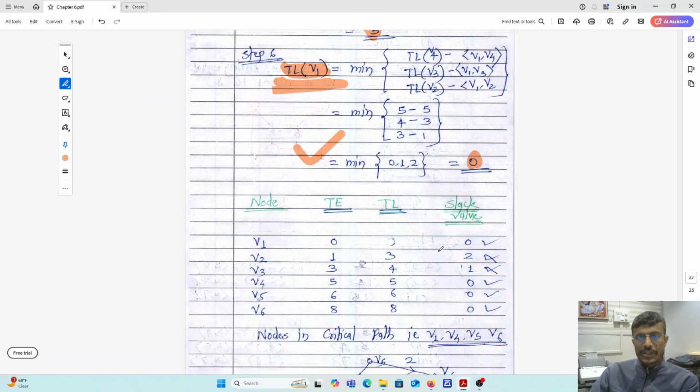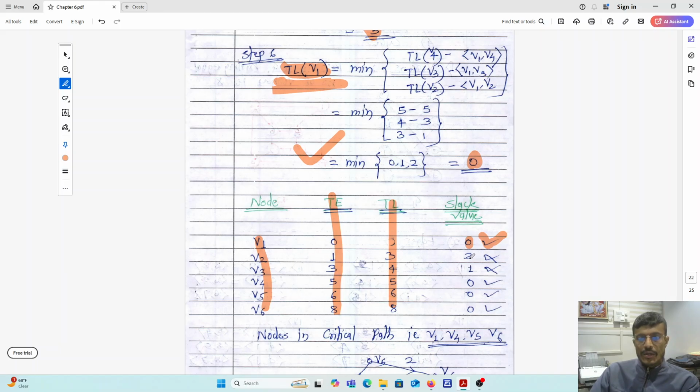Now we have constructed the table. The nodes are V1, V2, V3, V4, V5, V6. These are the traveling early values and these are the traveling latest values. Whatever values we have calculated, we have mentioned over here. The traveling early value of V1 is 0 and the traveling latest value of V1 is 0, so the difference is 0, and you take it by default in the critical path.